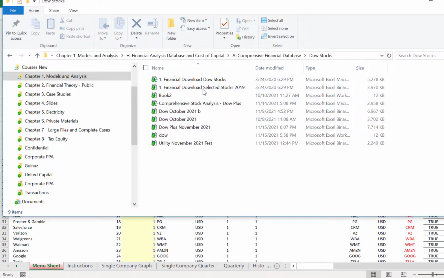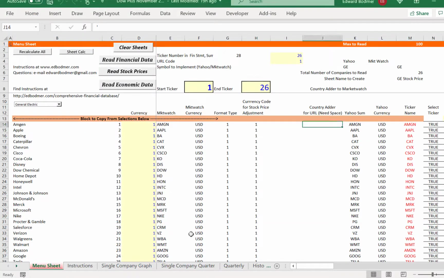And for each of those companies, here's our Dow one that I'm looking at right now, I also have a stock analysis where we just read the stocks and compute the betas by hand and compute the IRRs and compare that with those graphs that I just showed you. Okay, so you put the ticker symbols in here.